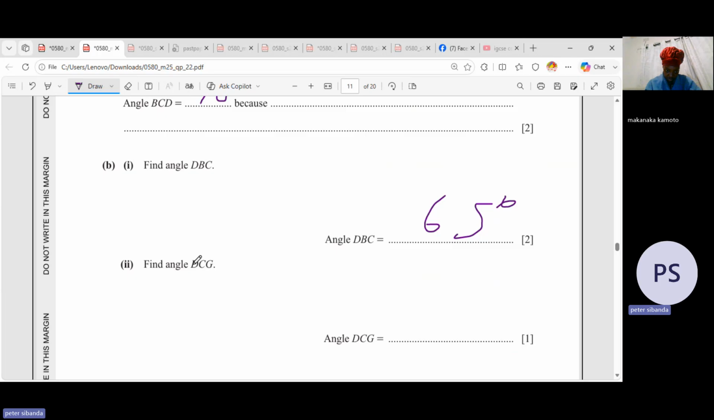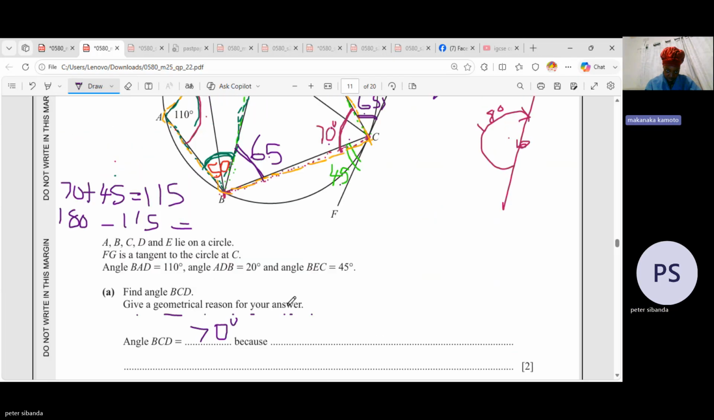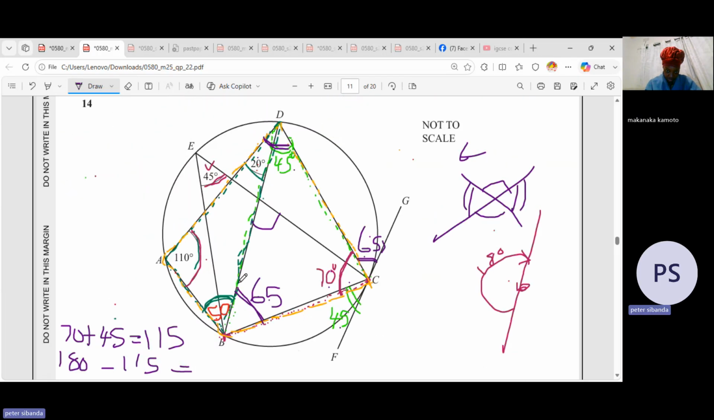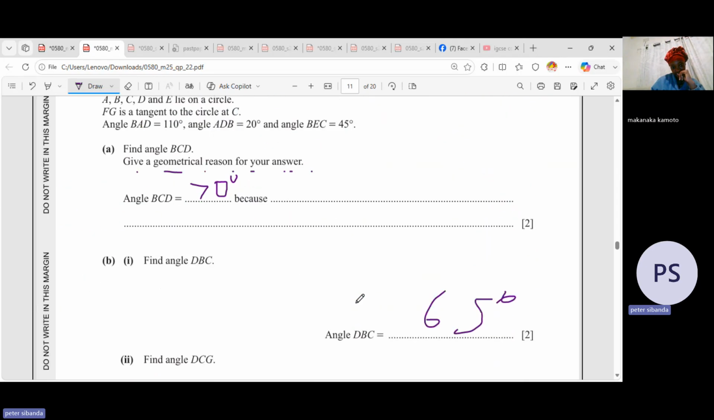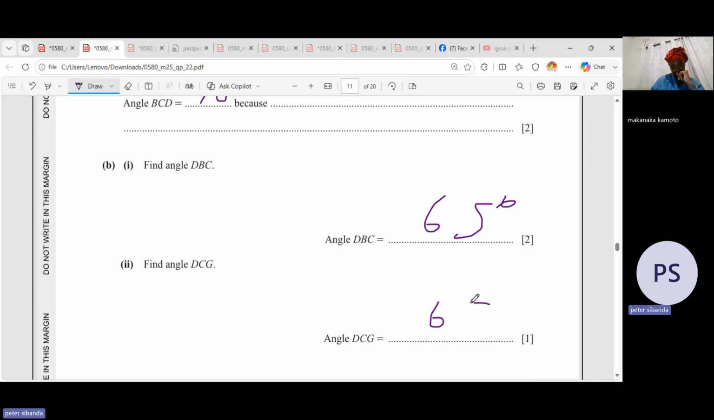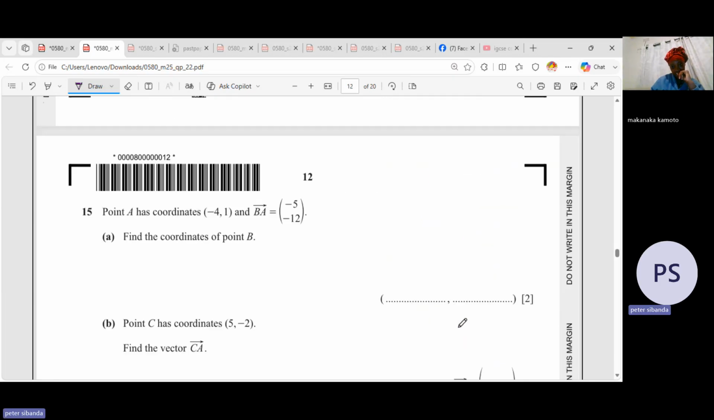They also want you to find angle DCG. From D, go to C, then to G. Oh, we had already found that. And probably, if you had found it that way, you would then say angle subtended by a chord is equal to the angle the chord makes with the tangent at the point of contact. So the reason was also not being asked for.